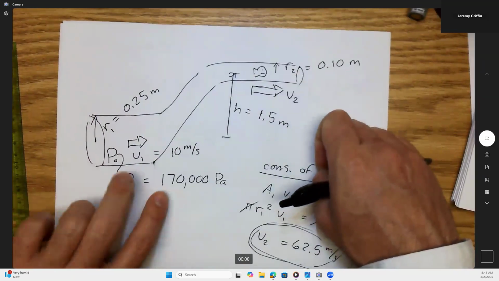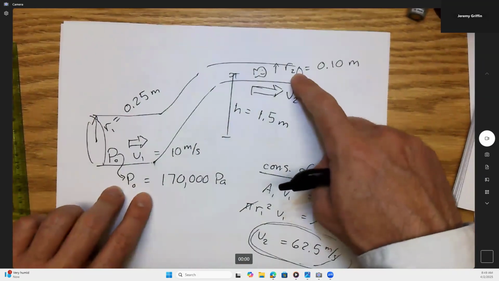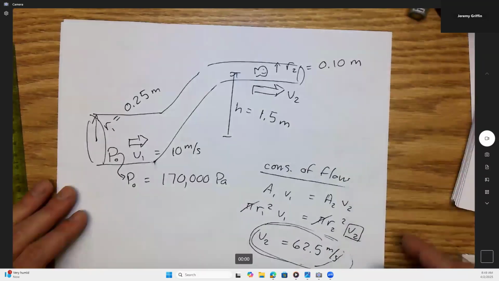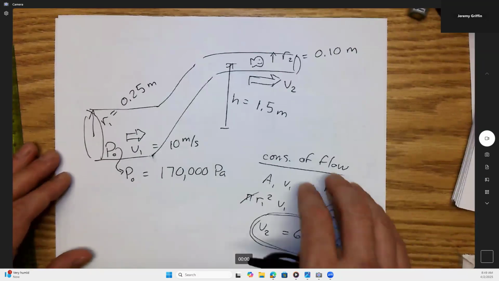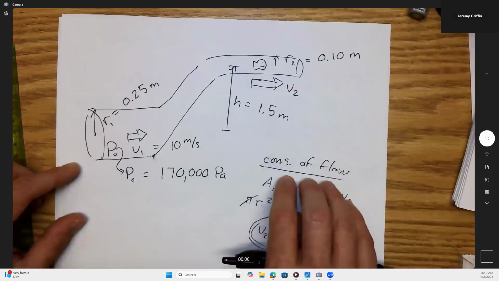Oh, so here's an initial pressure. You had that too, right? So what's the final pressure? Or if you said what's the change in pressure, you could get that either way. Oh, so this is going to be a two-part puzzle. Because before you can do Bernoulli, first you have to do conservation of flow.